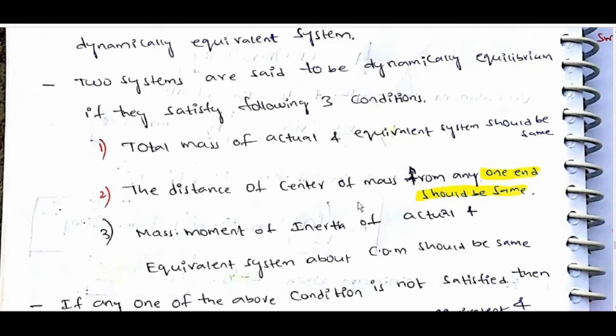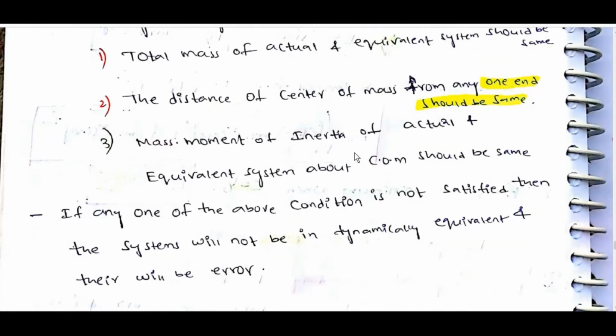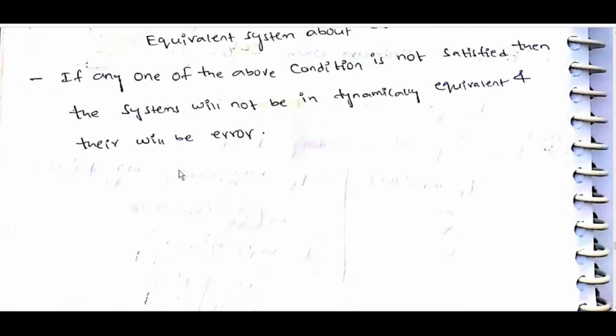Two systems are said to be dynamically equivalent if they satisfy the following three conditions. The total mass of the actual and equivalent system should be the same. The distance of the center of mass from one end should be the same. The mass moment of inertia of the actual and equivalent system about the center of mass should be the same. If any one of the above conditions is not satisfied, then the system will not be dynamically equivalent and there will be error.